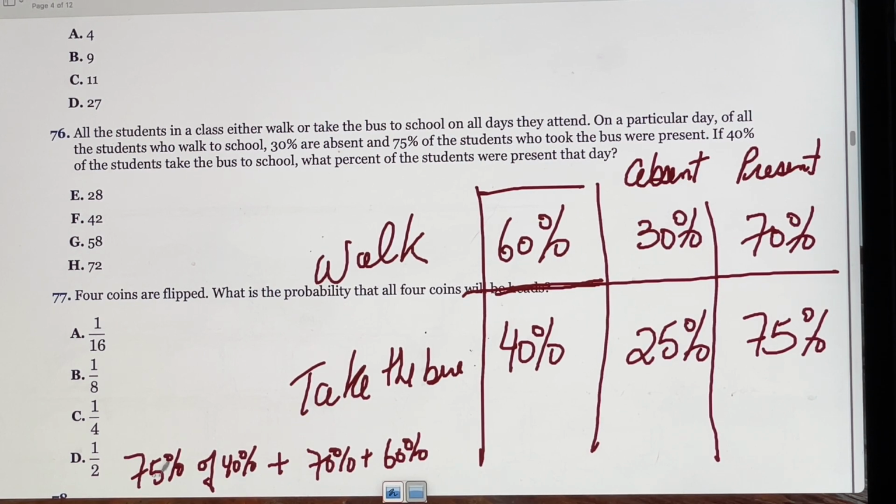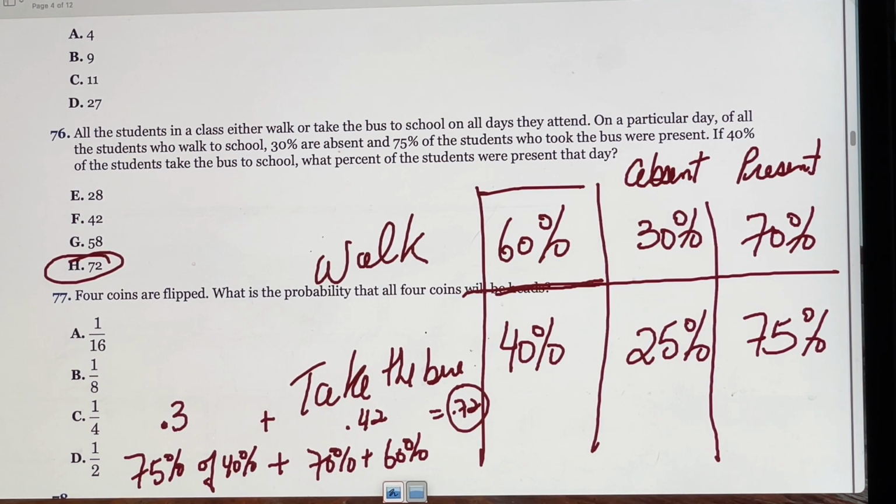Okay, so let's do 0.75 times 0.4, this is 0.3, and this 0.7 times 0.6, this is 0.42, and 0.3 plus 0.42 equals 0.72. So there we go.